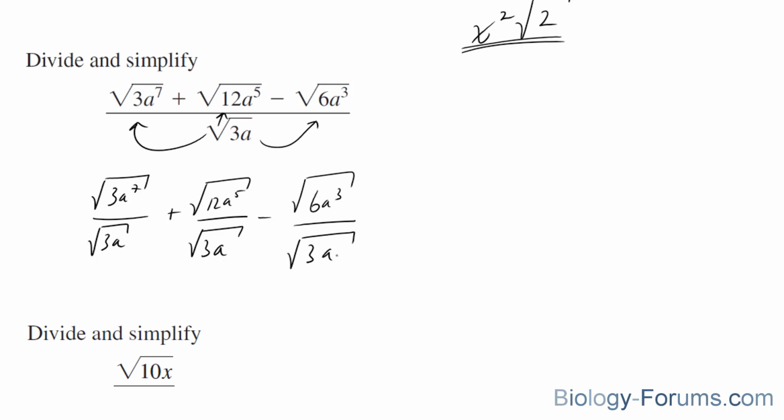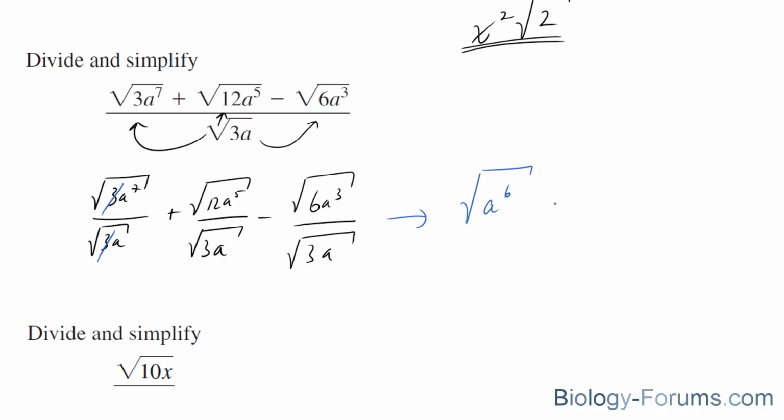Now, the really nice thing about this is that in each of these 3 terms, the indices are the same. They all have an index of 2. So in that case, we can ignore the radical for a second, and 3 divided by 3 is 1. A to the power of 7 divided by a is a to the power of 6. So we end up with the square root of a to the power of 6. Now we're not done. I'm going to reduce that later.